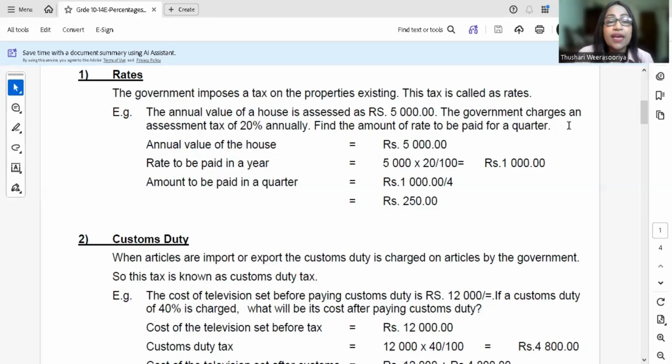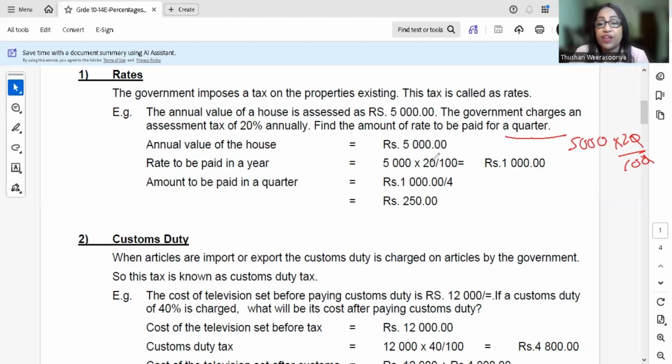The government charges an assessment tax of 20% annually. This rate tax is also called assessment tax. It's another name. Sometimes in some papers I have seen assessment tax, right? Find the amount of rate to be paid for a quarter. What do you mean by quarter? Right? Now they calculate the tax for a year. How do they calculate? 5,000 is the annual amount. They charge 20%.